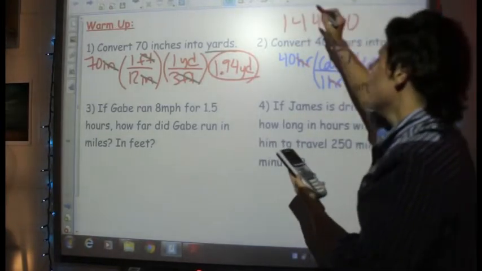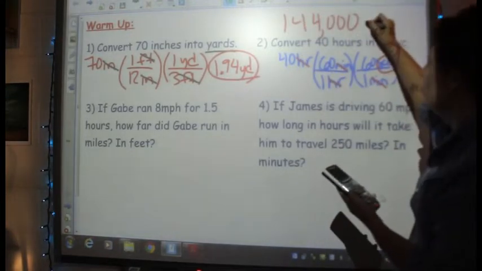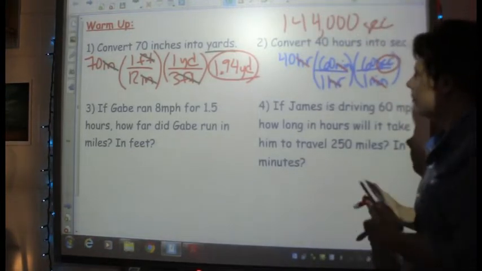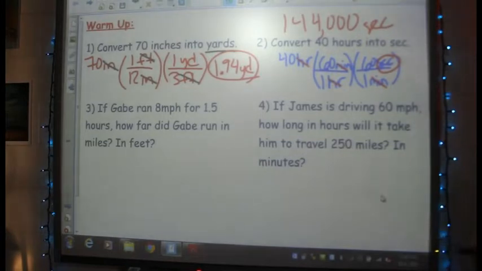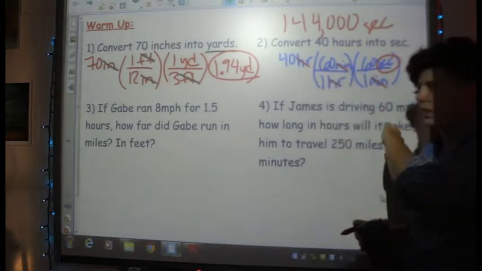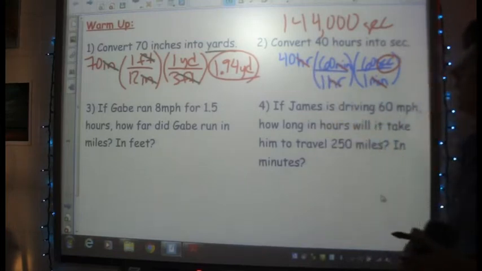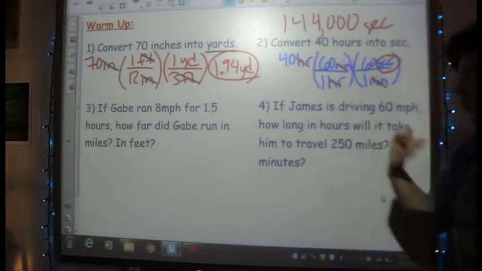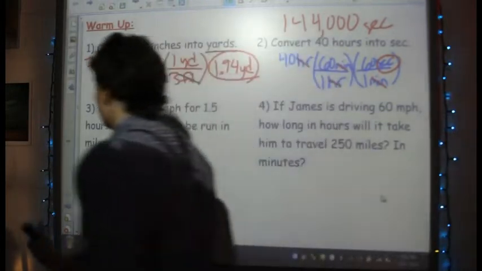So I have 144,000 seconds. Again, 1 and 2 are what's called dimensional analysis. We're just focusing on changing our units. And again, that's something we're going to be using in this section.